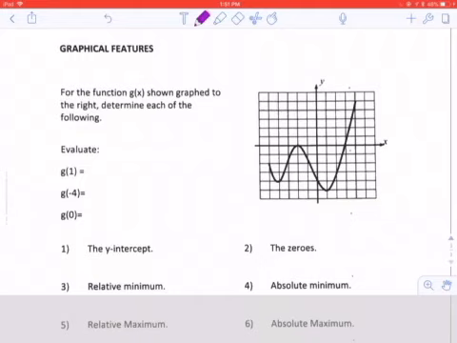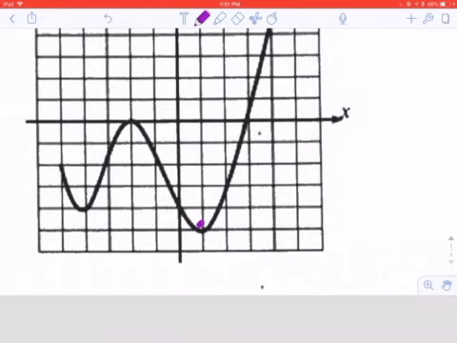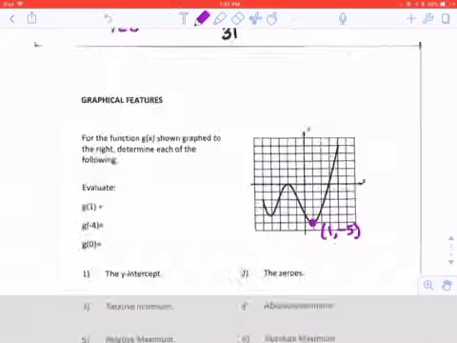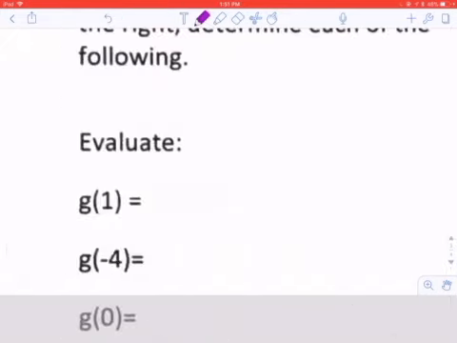Okay, so we're starting with giving y values for x values. G of 1, where is our graph when x is 1? Right here. That point is 1 for x, and then negative 1, 2, 3, 4, 5 for y. So that's our point 1, negative 5. So G of 1 equals negative 5.